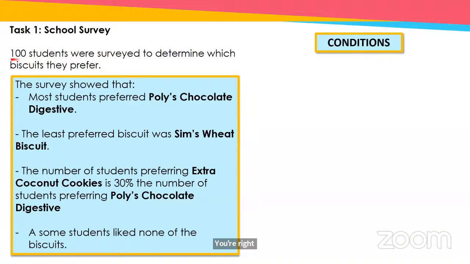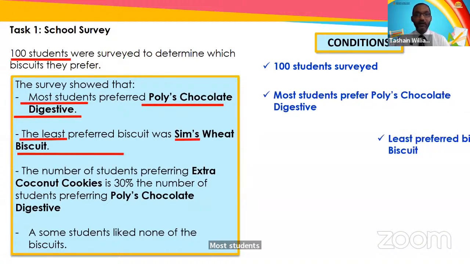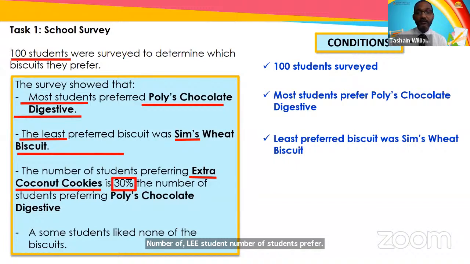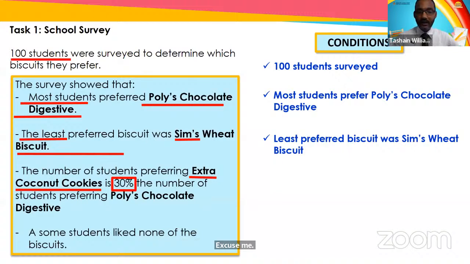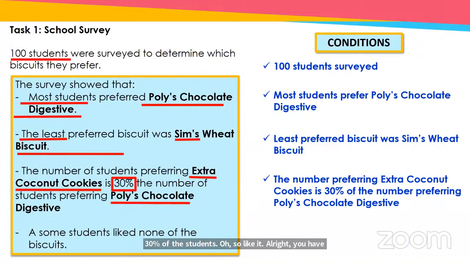So, boys and girls, remember the conditions. There are 100 students in the survey. Most students preferred Polly's biscuit. The least number of students prefer Sim's wheat biscuit. And then, boys and girls, we have a whopping 30% of students who like the coconut cookies, 30% of Polly's chocolate digestive. So those who like Polly's digestive, 30% of the students also like it. All right, you have to bear these conditions in mind because we are going to be using them again.